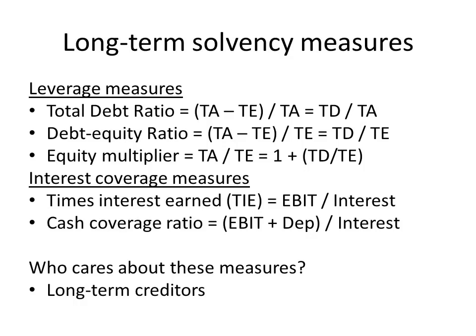Now, you want to know what is a good number for these? And the answer is it depends on the industry. And so what you want to do is look at other firms in your industry. If you are close to the average of the other firms in your industry, you're probably in good shape. If you have a way higher total debt ratio or debt to equity ratio or equity multiplier, then you might have a problem and you might need to issue some new equity to pay down some debt to get your total debt ratio and such back into line with the industry.